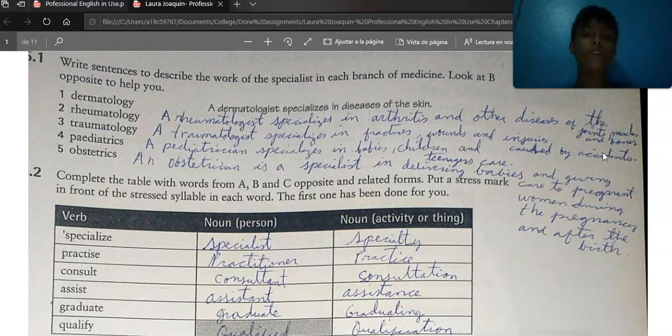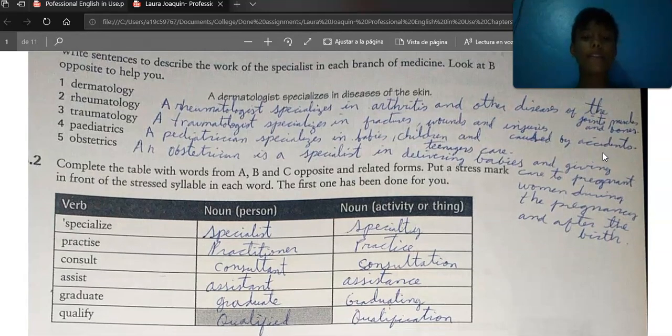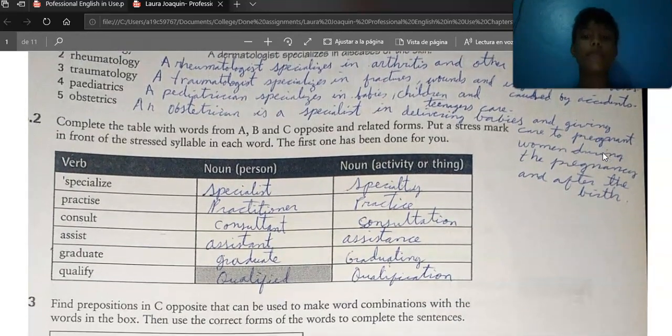Traumatology. A traumatologist specializes in fractures, wounds, and injuries caused by accidents. Pediatrics. A pediatrician specializes in babies', children's, and teenagers' care. Obstetrics. An obstetrician is a specialist in delivering babies and giving care to pregnant women during the pregnancy and after the birth.